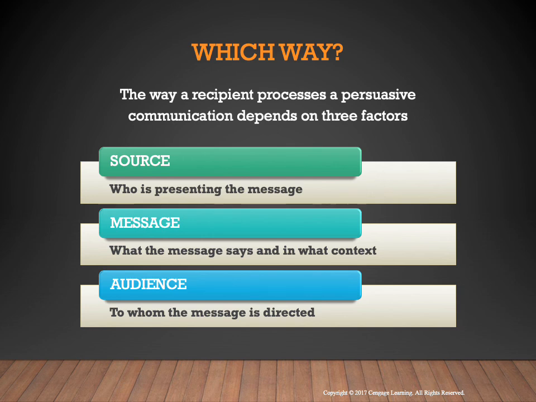Which way? The way a recipient processes a persuasive communication depends on three factors: the source, the message, and the audience. The source concerns who is presenting the message. The message concerns what the message says and in what context. And the audience concerns who the message is directed to.